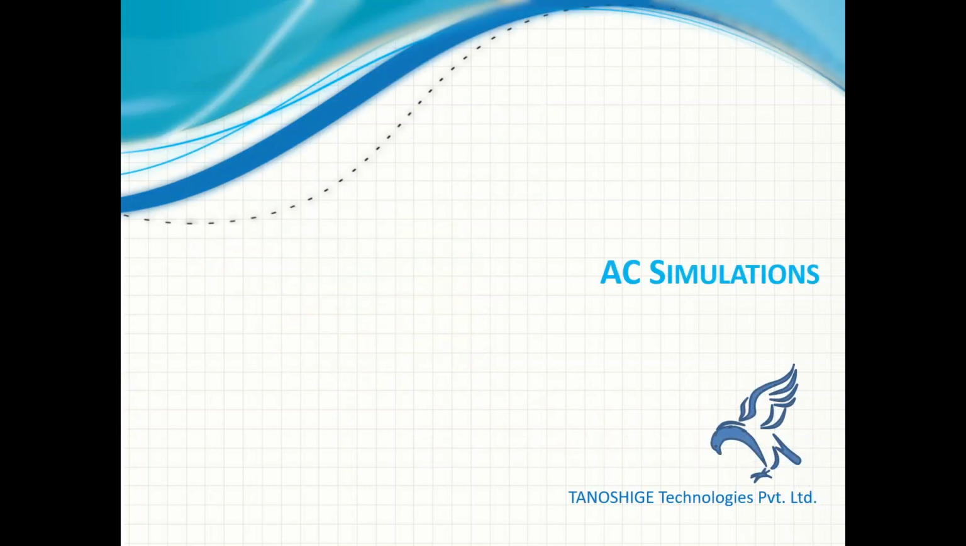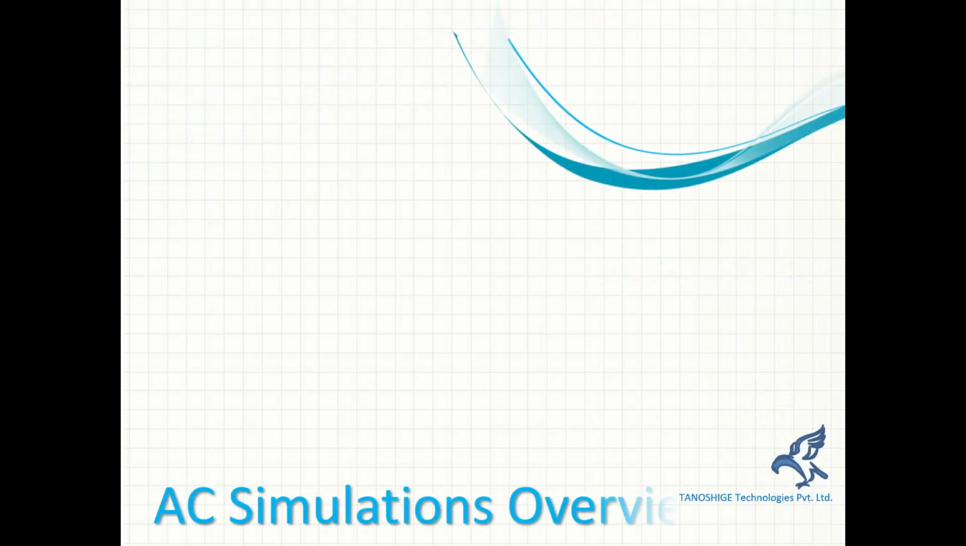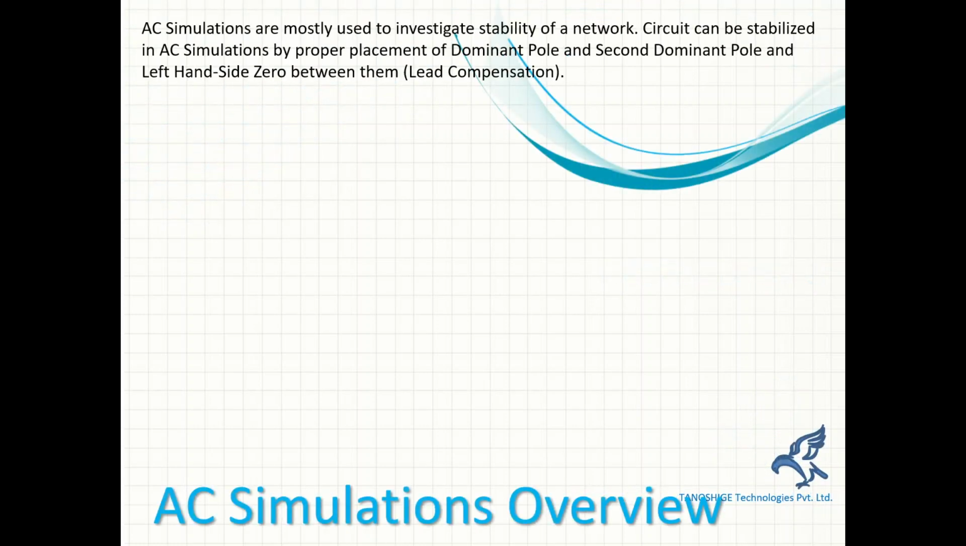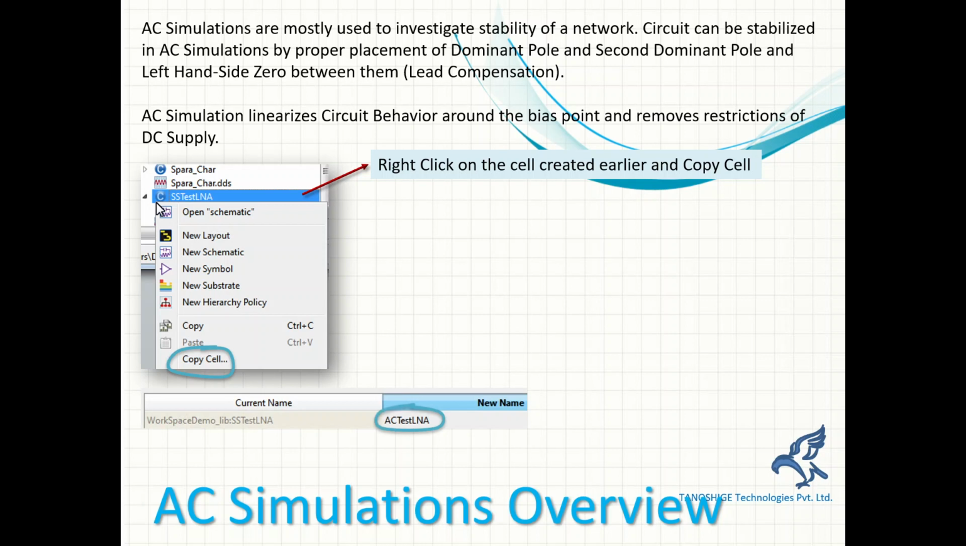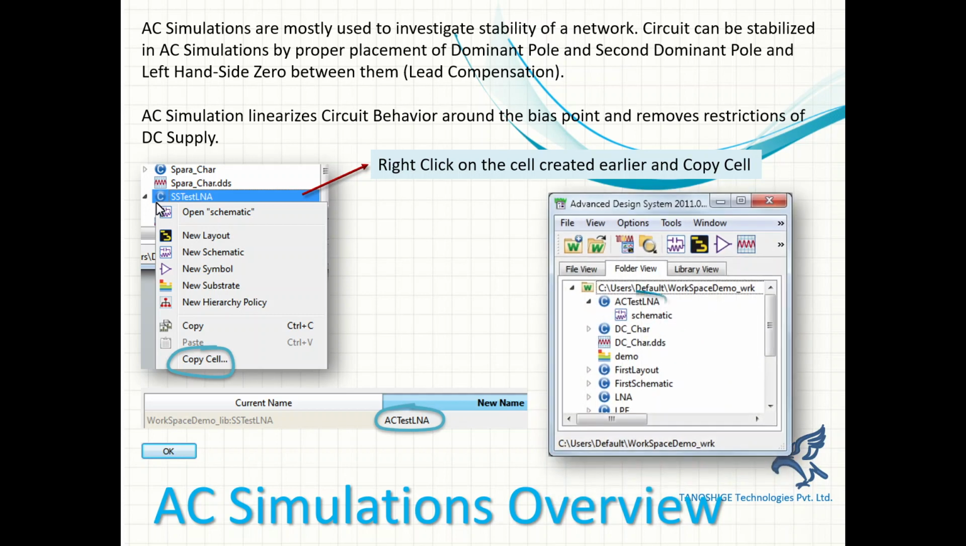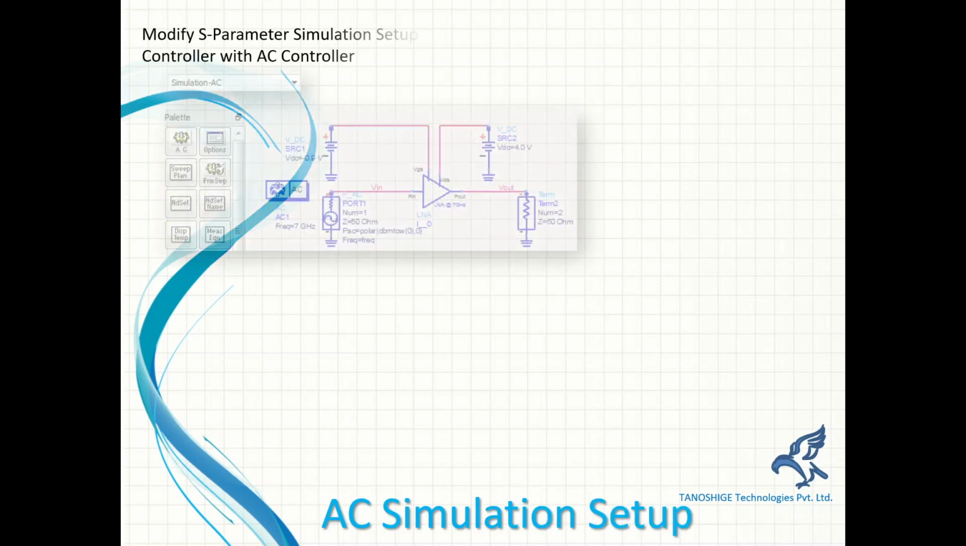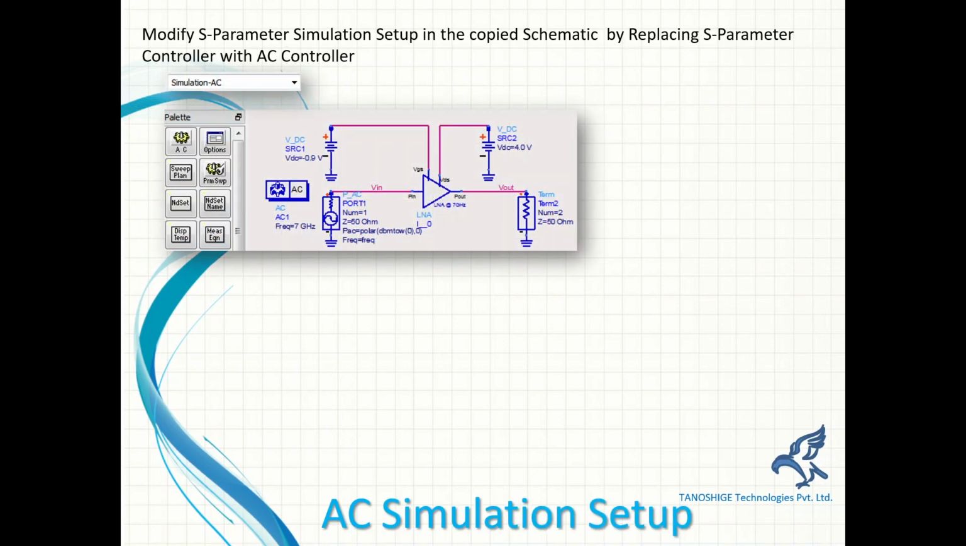AC simulations. We have done AC simulations with the op-amp. Now we are going to see how we can use them with the RF block. So we know what AC simulations are and what they are used for. We are going to do an AC test of the LNA. This time we are going to use a frequency domain source here, right? This is not an AC source, it's a frequency domain source.